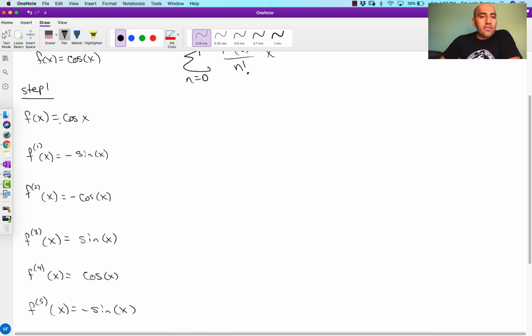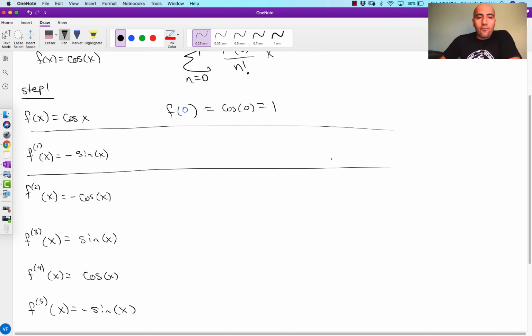Okay, so now we need to evaluate each one of these at 0. So f of 0, right, that's when x equals 0. That's just going to be the cosine of 0, which means it's a 1. And then for the first derivative, f1 evaluated at 0, that's going to be negative sine of 0. Sine of 0 is 0, so this is just going to be equal to 0. Good. Then we need the next one.